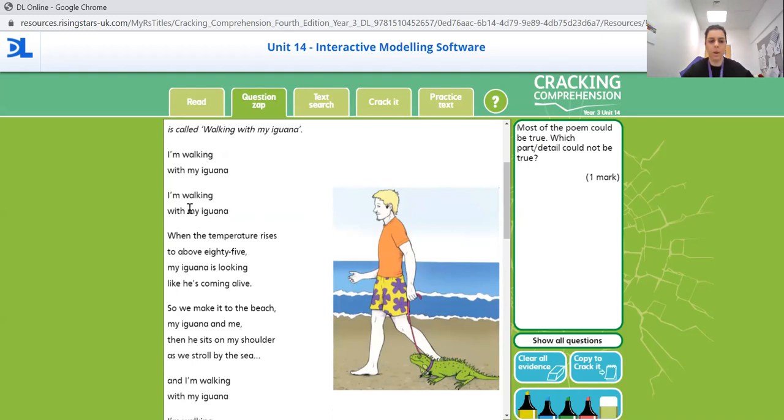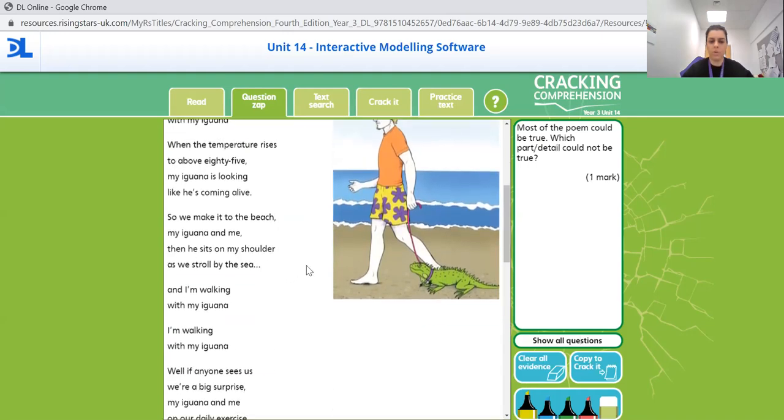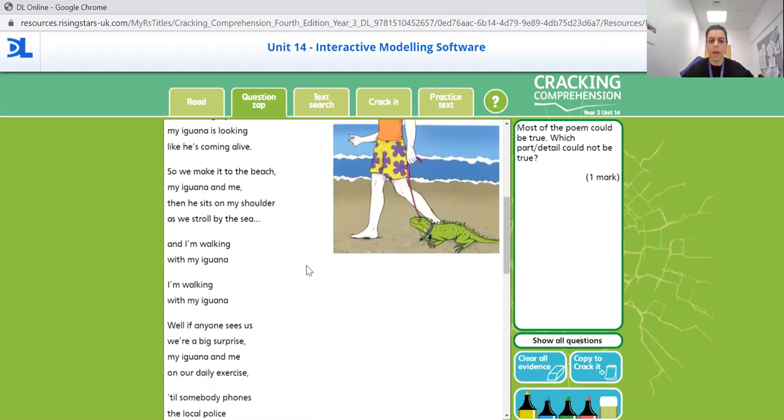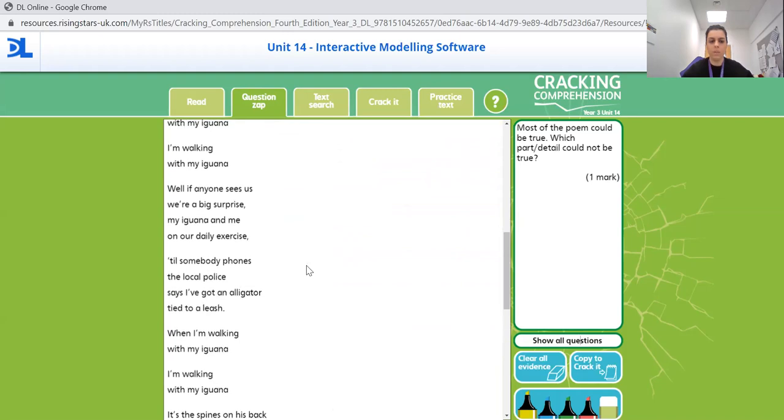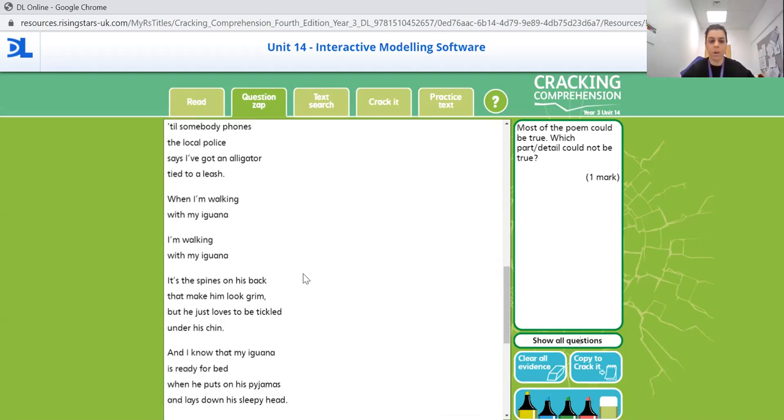I'm walking with my iguana. When the temperature rises to above 85, my iguana is looking like he's coming alive. So we make it to the beach, my iguana and me, and he sits on my shoulder as we stroll by the sea. And I'm walking with my iguana. Well, if anyone sees us, we're a big surprise, my iguana and me, on our daily exercise. Till somebody phones the local police, says I've got an alligator tied to a leash. When I'm walking with my iguana.